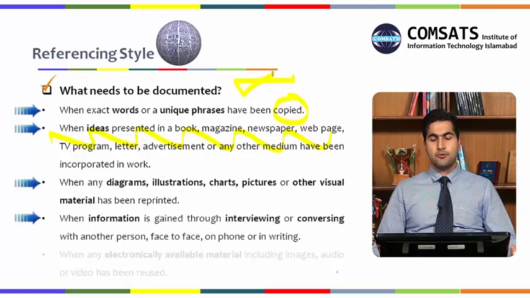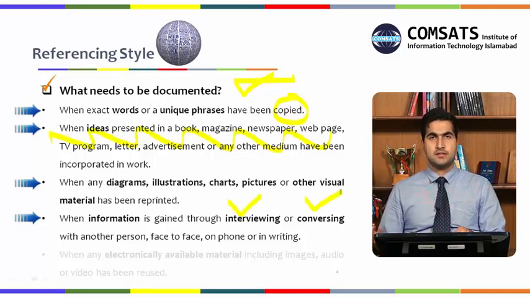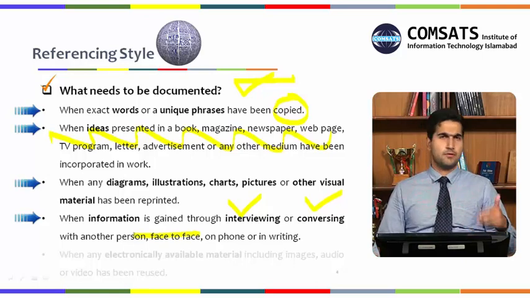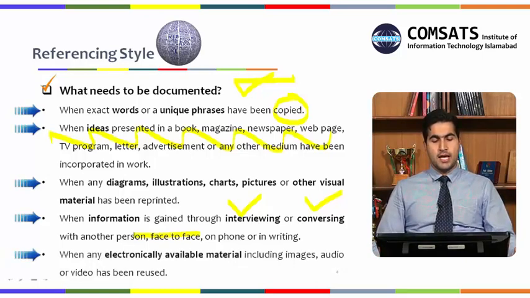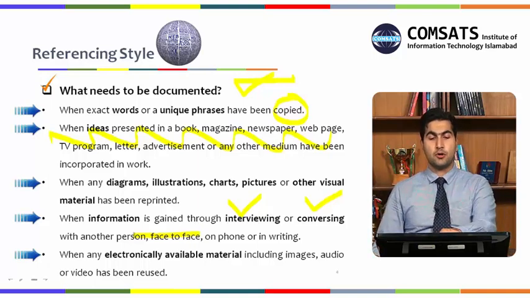When information is gained through interviewing or conversing with another person, face to face or phone or in writing, therefore the original source of information is someone else who is being interviewed or conversed with, providing you information through face to face or any other mode of communication. So you have to cite it as well. When any electronically available material including images, audio, video has been reused. So once used by one source, now it's being reused, therefore it has to be cited as well. It has to be documented.